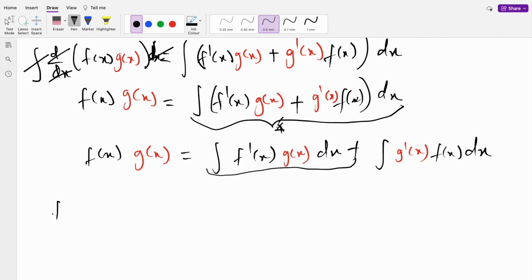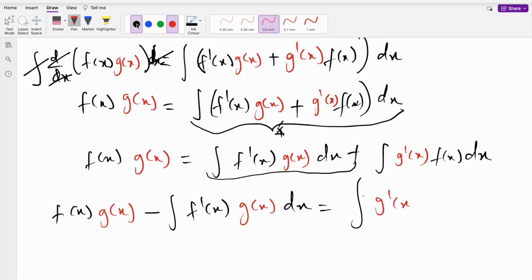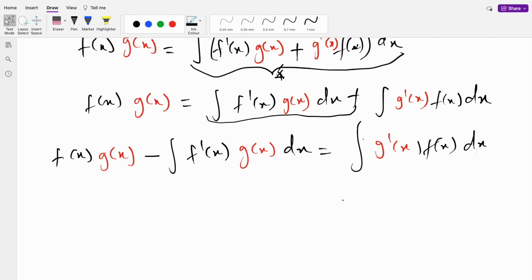To give me f of x g of x minus the integral of f prime of x g of x dx equals the integral of g prime of x f of x dx. So from here, we can now see in general.